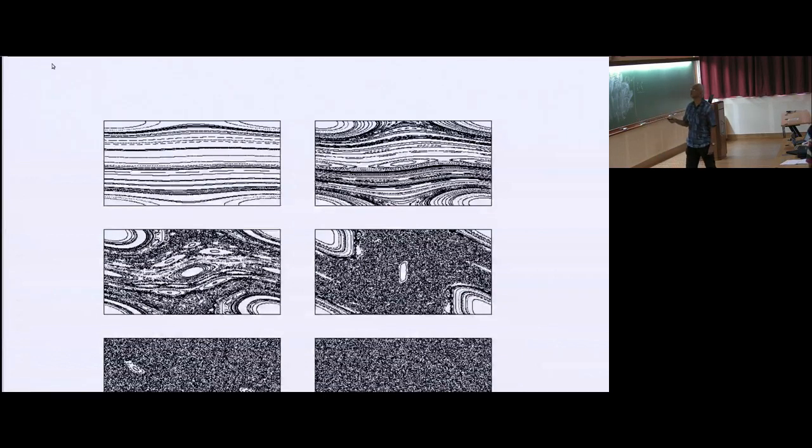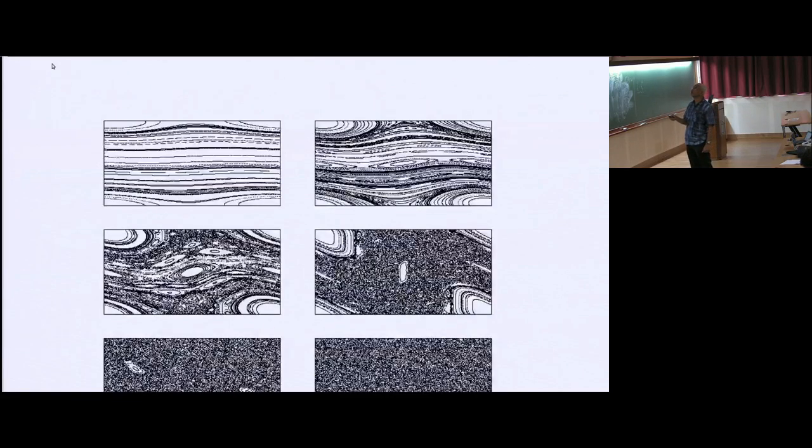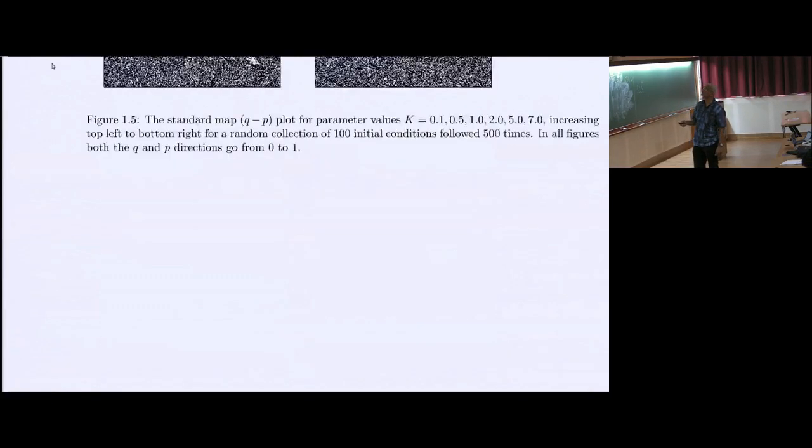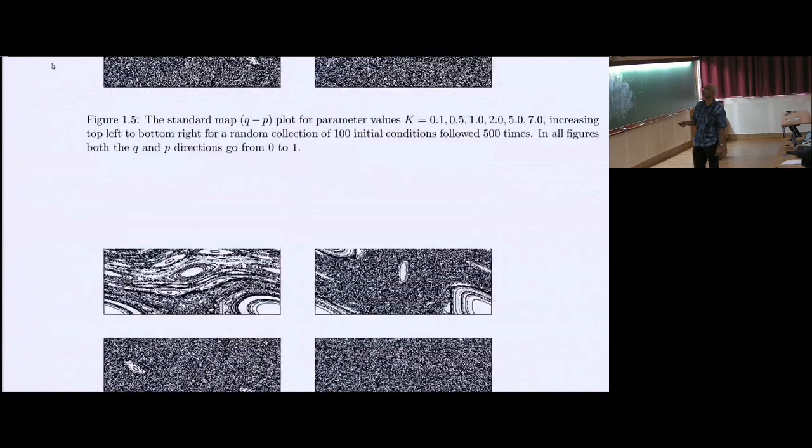But as k is increased, actually I think this is k is 0.3. So I would have the values here, 0.1, 0.5. Okay, so this is 0.1, this is 0.5. You see that there are these other so-called resonances which show up. So this is the iteration of many different initial conditions. And this is at a value of 1.